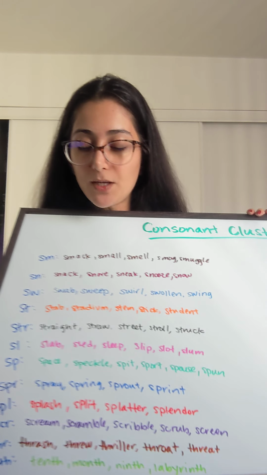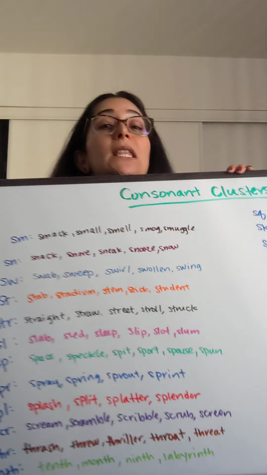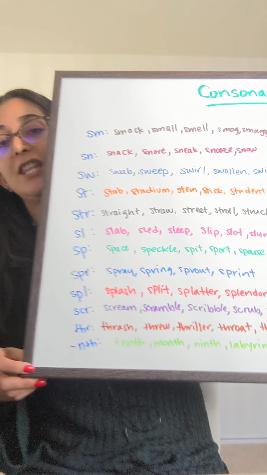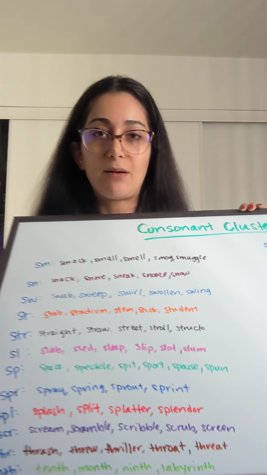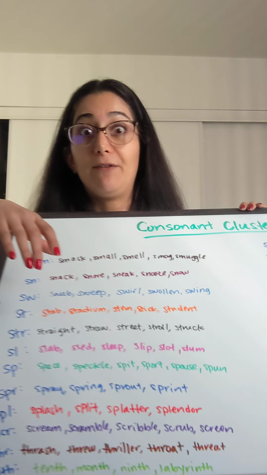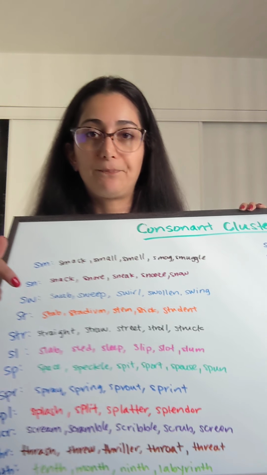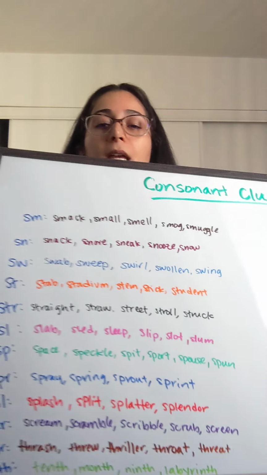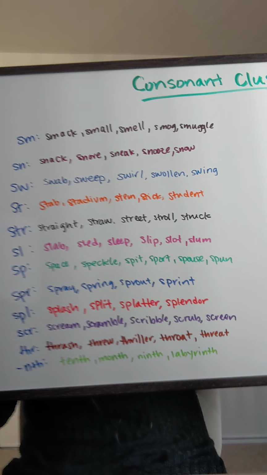Then I have one here that's actually at the end of a word. It's the NTH sound. This one's hard, even for native speakers sometimes. It comes at the end of words like 10th, or any number really, like ordinal numbers: 10th, 9th, 12th, 45th. Also month and labyrinth. So a lot of ordinal numbers, and then a few other words there for your examples. So there we have it, the consonant clusters that we didn't cover last class.